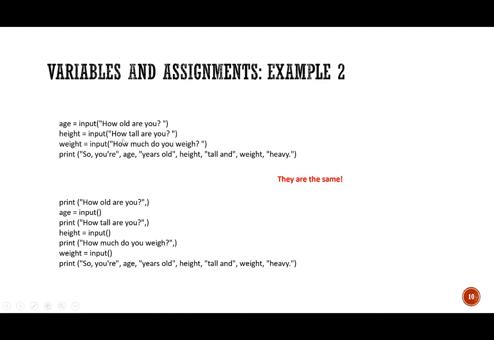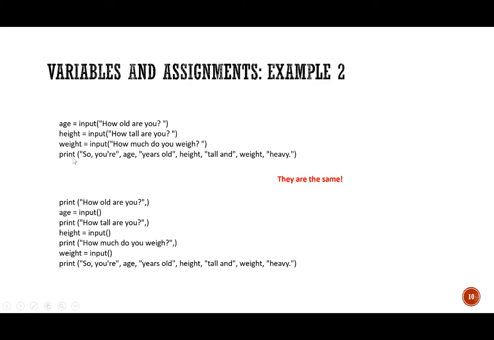And then height, 'How tall are you?' The value is assigned to the height variable. And then weight, 'How much do you weigh?' So its value is assigned to weight. So here, we are defining 3 variables. We are also asking the user to assign the value to each variable, and to do that, we are using the input statement.